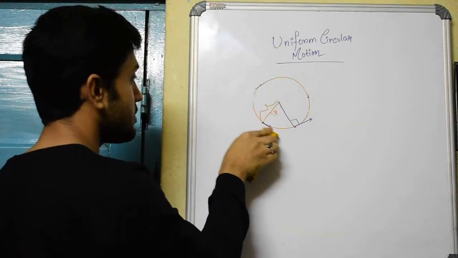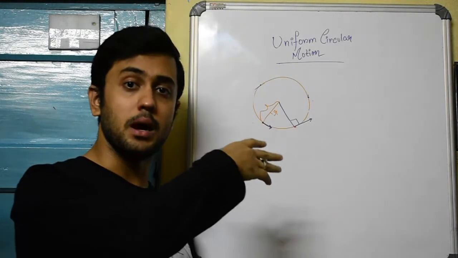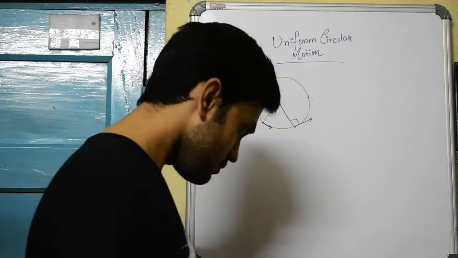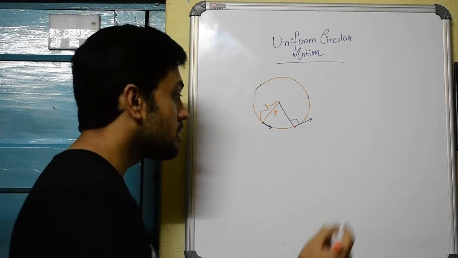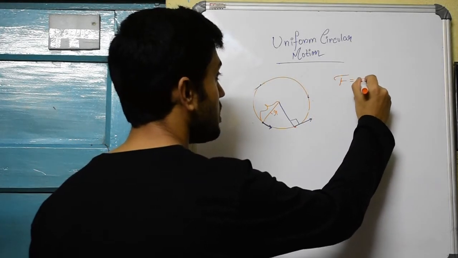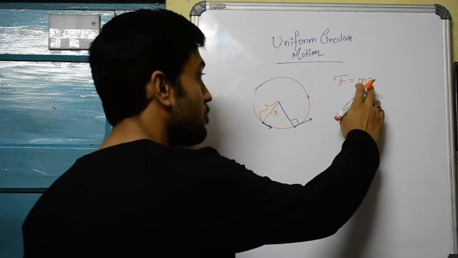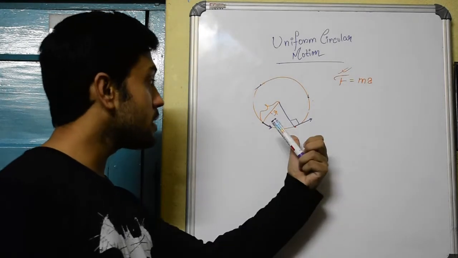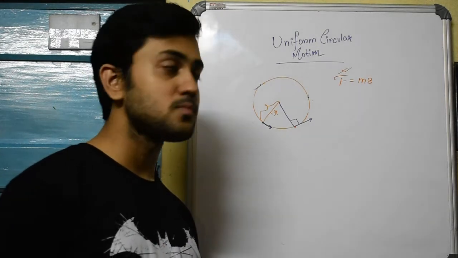Having said that, you now know that when you are moving in a circular path, you have accelerated motion. Now, what is the cause of this acceleration? You studied in class 9 that a force acting on a body of mass m produces an acceleration a. So in order to produce an acceleration, I need a force. So what is the force in this case? Who is providing the force?